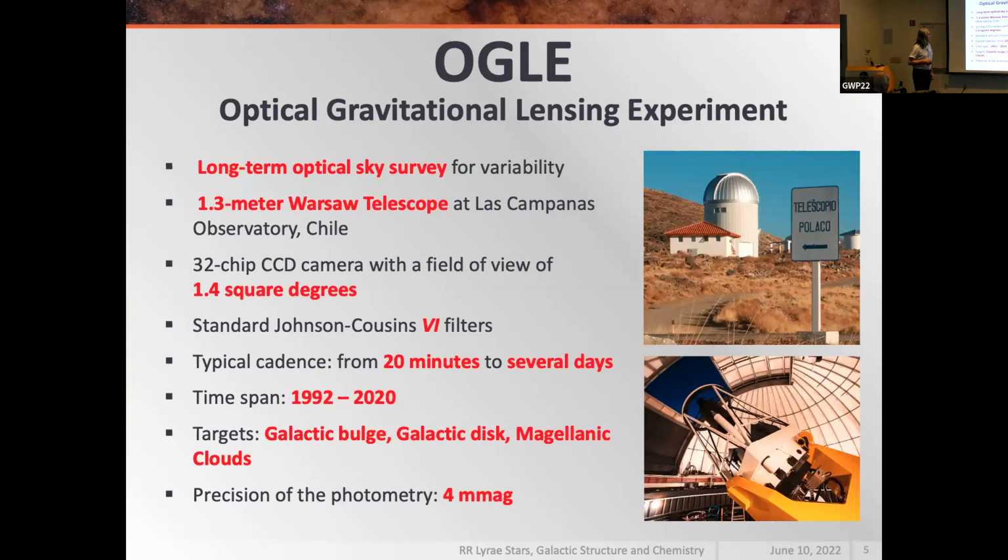Some more details about the project. Well, the field of view of the camera is 1.4 square degrees. We use standard V and I band filters from the Johnson-Cousins photometric system. So our observations are well suited for any calibration purposes, for comparing our observations with historical observations. And the precision of the photometry as well. The OGLE photometry is one of the most precise compared to other ground-based large-scale sky surveys.